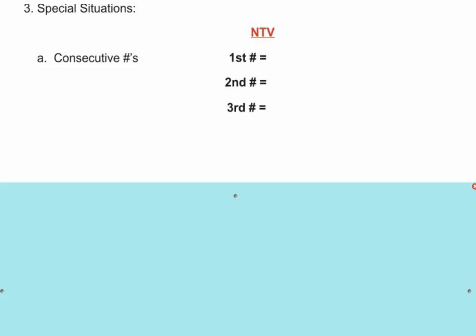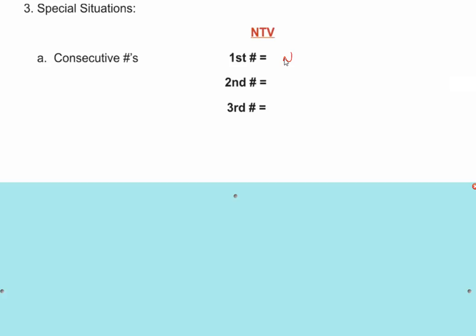Okay, let me show you a couple special cases. Consecutive numbers. Sometimes they'll say something like 2 consecutive numbers, 3 consecutive numbers, etc. Let's suppose the first number is n. By the way, consecutive numbers are like 11, 12, 13, 14, 15, 37, 38, 39. Negative 9, negative 8, negative 7 would be consecutive numbers.